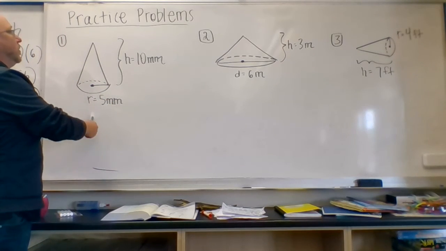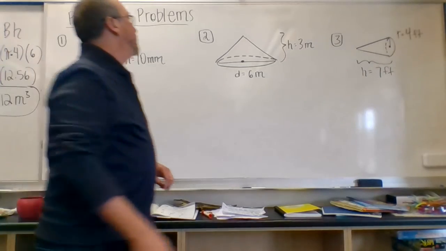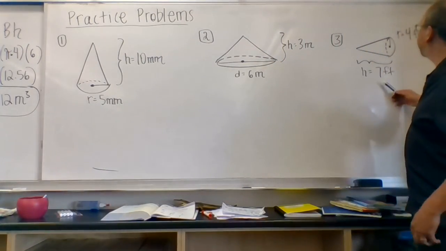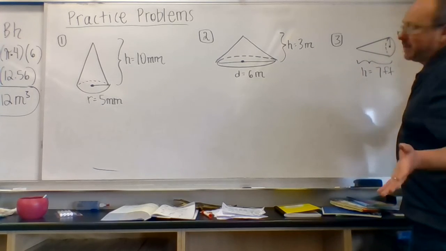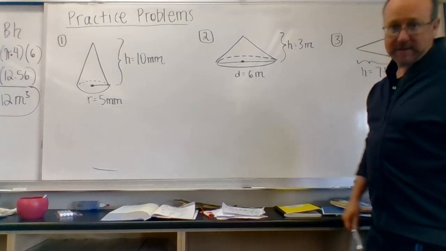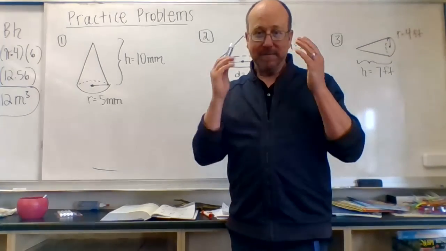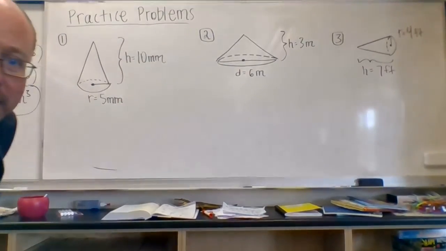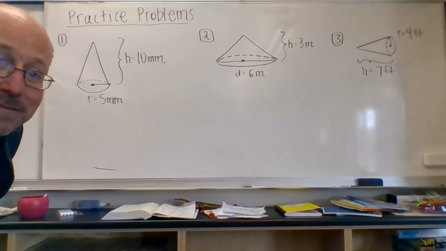Okay, and number 1, you know the radius and the height. And number 2, you know the height and the diameter. And number 3, the cone fell on its side. Really doesn't matter. You're finding the volume and you know the height and you know the radius. Okay? Go do it. There they are. So you pause, copy them down, and rock out.